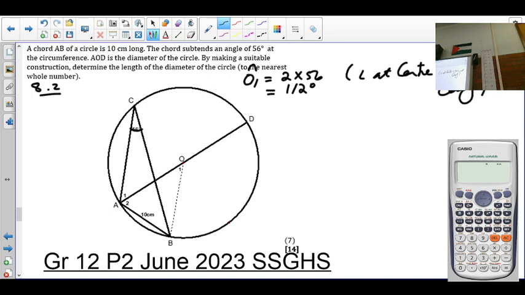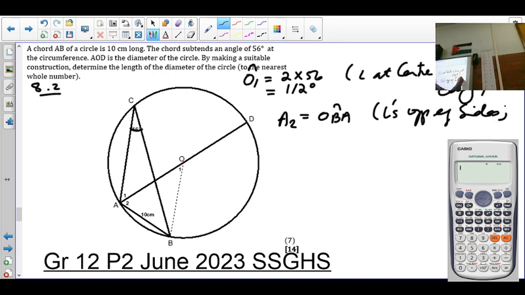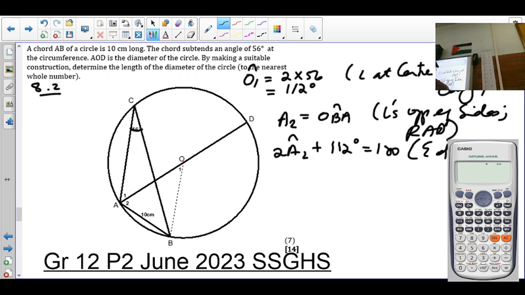Okay. So I'm going to calculate A2, but A2 is the same as OBA. Why? Because it's angles opposite equal sides, and it's your radius there. Okay. So twice A2 plus 112 is equal to 180. That is sum of angles in a triangle there.